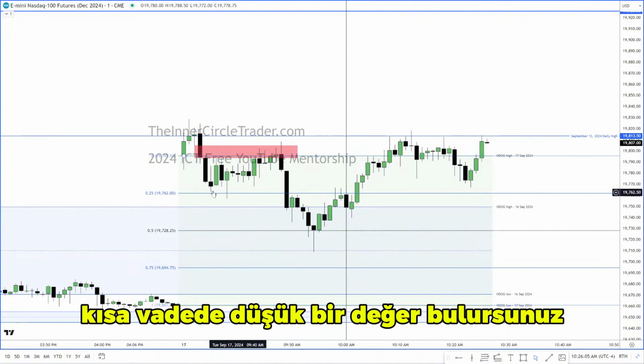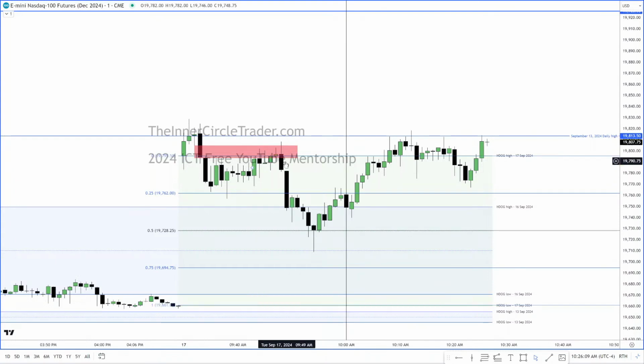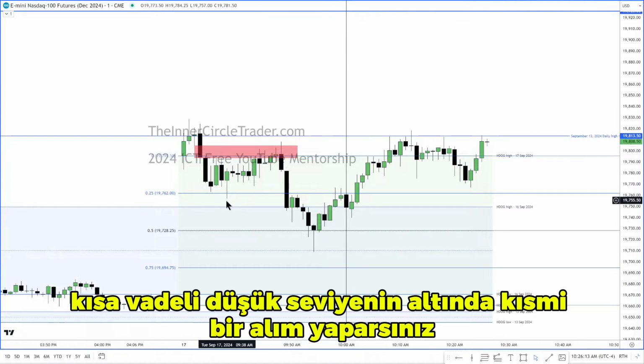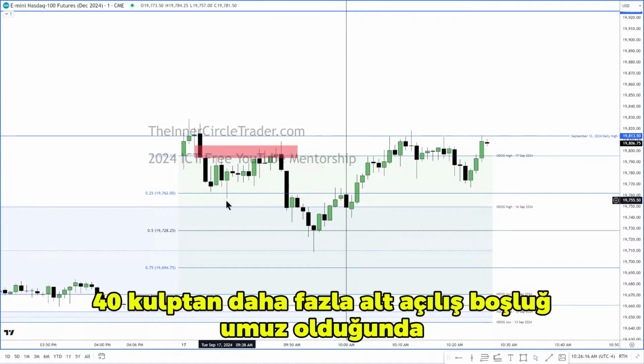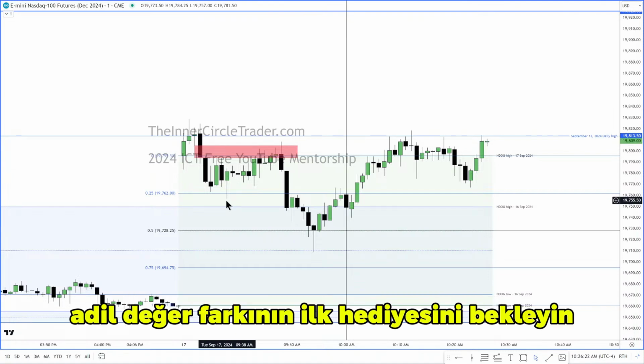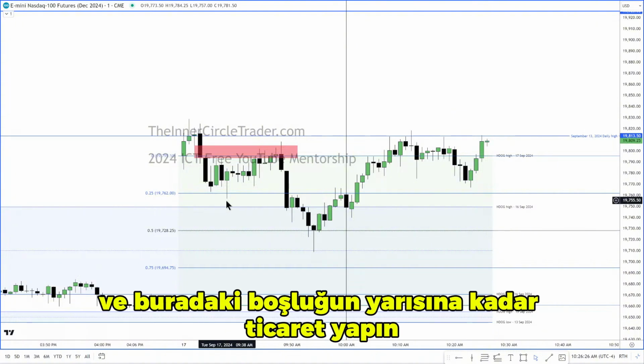When it starts to break down, you find a short-term low. Once it breaks that, you put your stop loss to cover costs. If you have more than one contract, you take a partial below the short-term low. Everything I'm saying here, when we have a gap lower opening, more than 40 handles, 50% of the gap is your target. Wait for the first presented fair value gap, and you're going to be using it as a means to go long and trade up to the half of the gap.